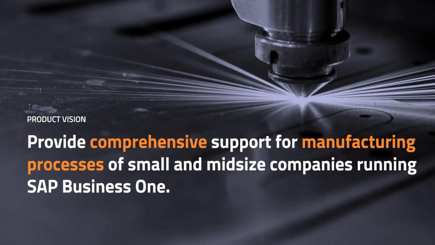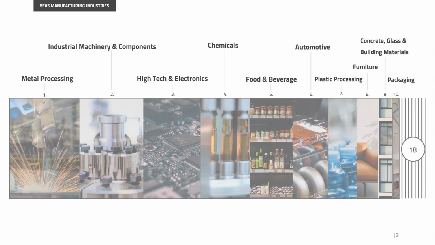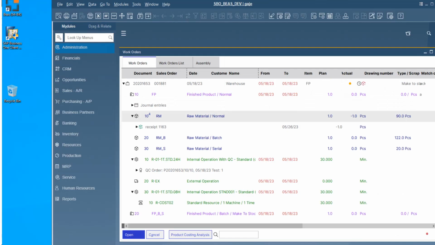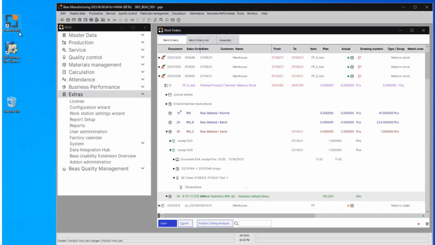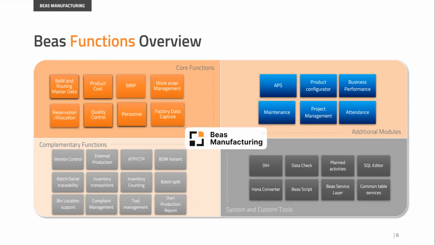Of the numerous industries that our customers do business in, metal processing, industrial machinery, high-tech and electronics, and chemicals make up the top 4 users of our solution. Beas functions fully integrate in SAP Business One, but we also provide a standalone solution of the product. The core functions are bill of materials and routing management, product cost calculation, work order management, material resource planning, reservation and allocation, quality control, personnel management, and factory data capture.